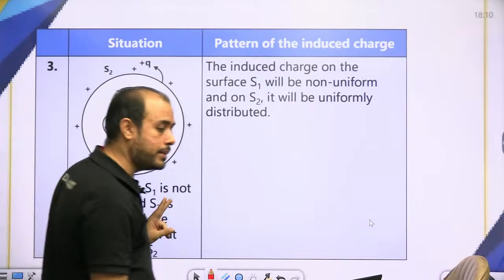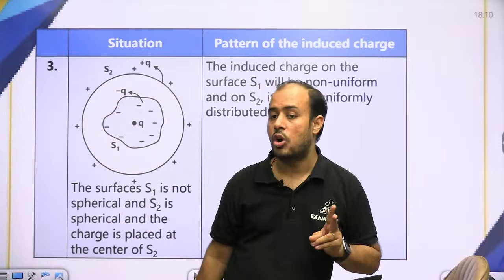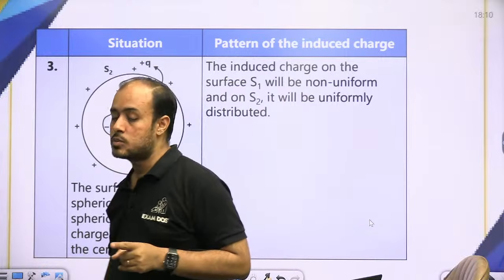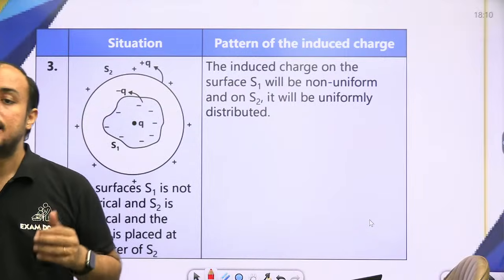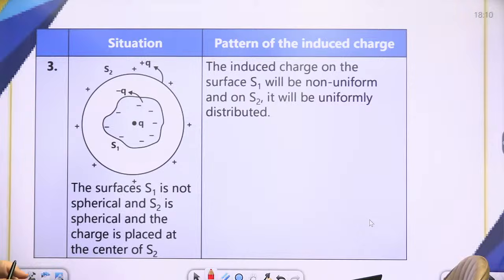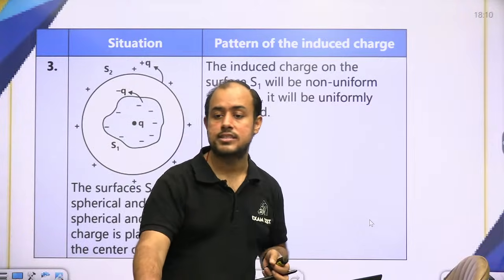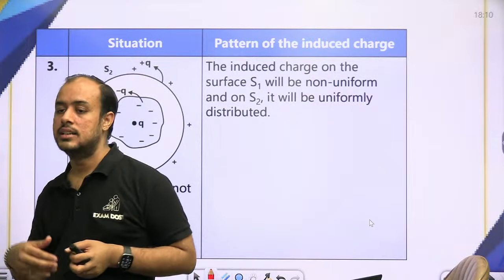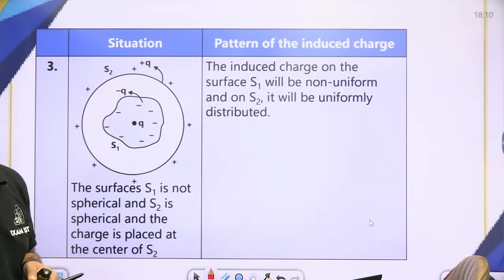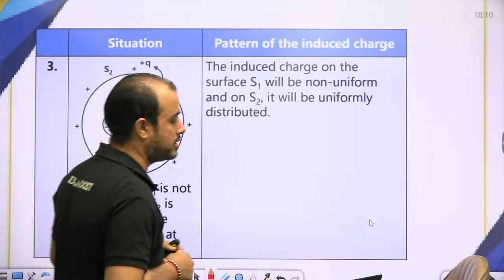दो सूरतों में बेटा अंदर वाला चार्ज नॉन यूनिफॉर्म आएगा, या तो small q सेंटर पे नहीं रखा, या कैविटी आपकी स्फेरिकल नहीं है. If cavity is not spherical or the charge is not kept at the center, that will lead to non-uniform charge distribution.